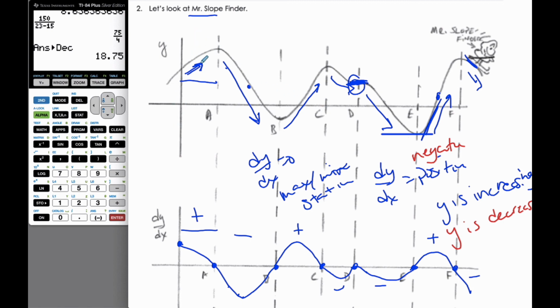And so now that you've seen Mr. Slope Finder's graph, try it yourself and see how yours compares to the video.